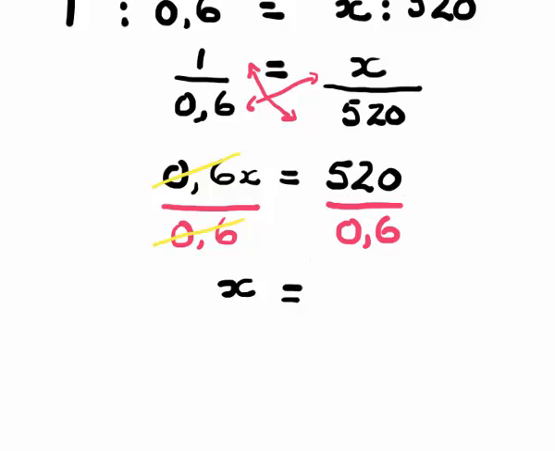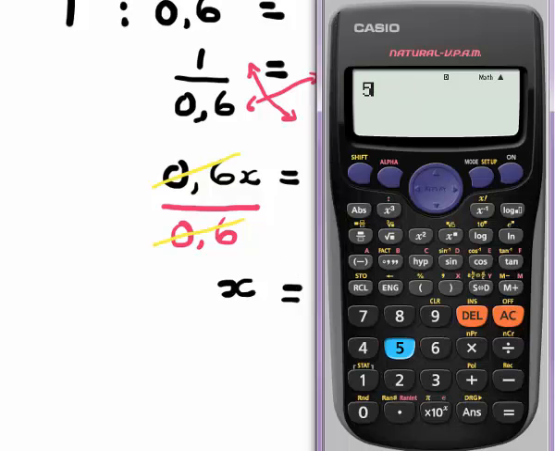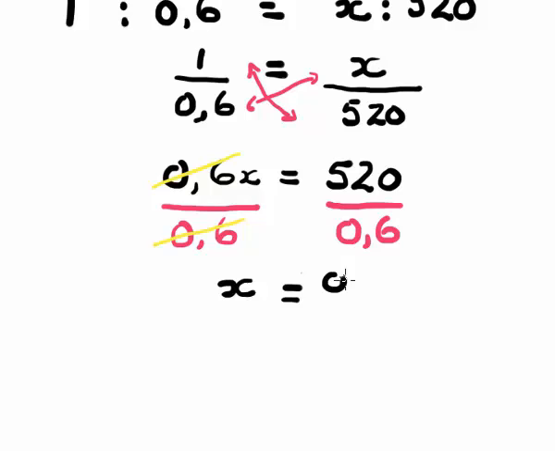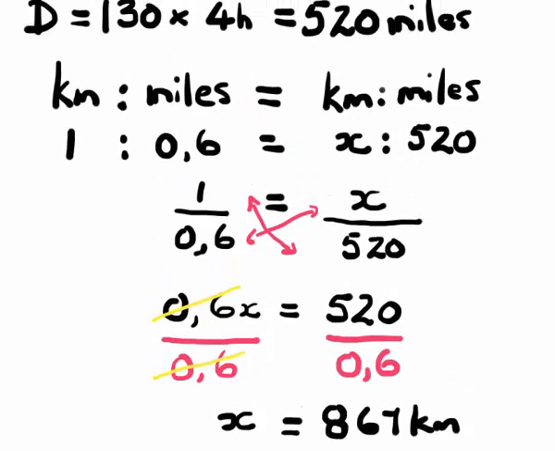And on the right-hand side, we're going to use our calculator. We go 520 divided by 0,6, and let's change that to a decimal. 866,66. Let's round this off to the nearest whole kilometer. So this 6 after the comma is going to change this 6 into a 7. So our final answer is going to be 867 kilometers.